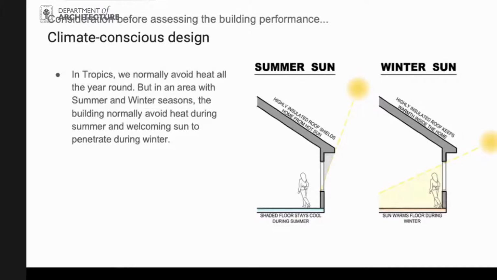For example, in the tropics, in Indonesia, we normally avoid heat all year round, because it can increase the temperature inside, so we avoid it. But in areas with summer and winter seasons, buildings normally avoid heat during summer, but welcome the sun to penetrate during winter. So we really need to understand that before we start with the building performance evaluation.